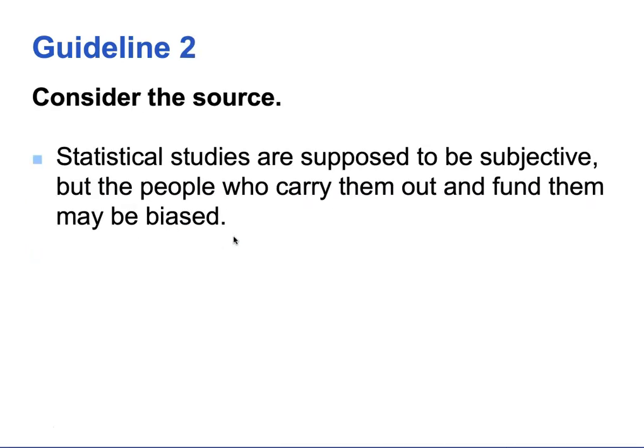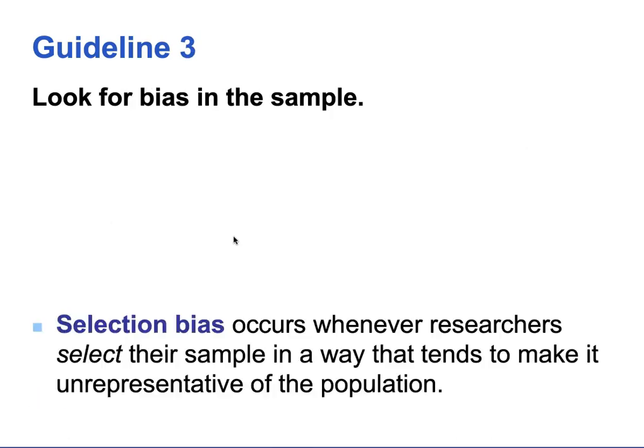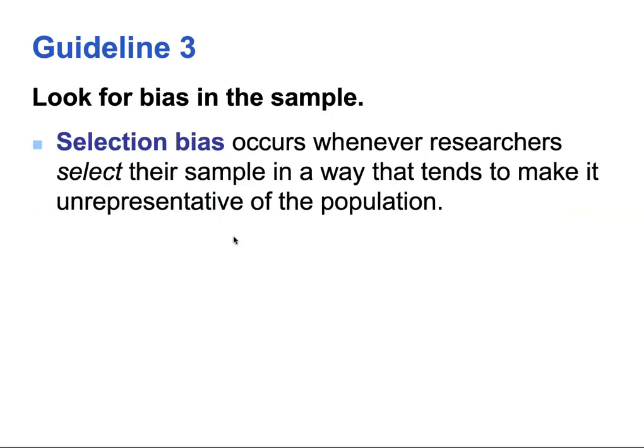Number 2, consider the source. Statistical studies are supposed to be objective, but the people who carry them out and fund them may be biased. For example, if you are a textbook producer, you might look at some statistics about how heavy textbooks are and lean more towards the heavier weight in a backpack that kids can carry because that would include your book. If you were a child doctor or a pediatrician, you might look at that and say that it's too heavy and it will hurt the kid's back, and you would use the statistics to argue that they shouldn't have to carry the textbooks.